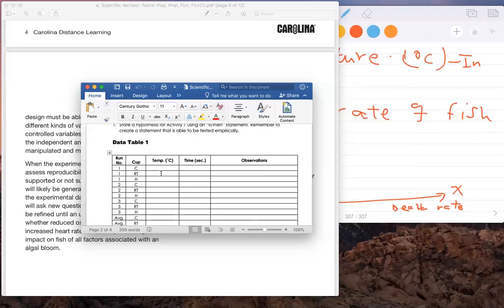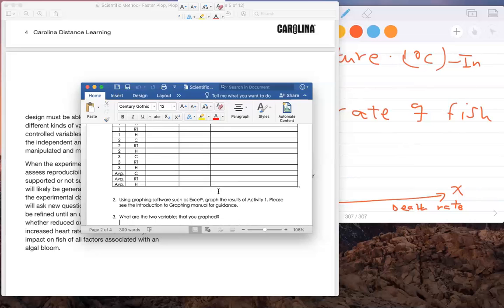The temperature right here, you have to measure the temperature of the H2O before you do that. If you look at 1, 2, this means run 2, you'll do it twice for each, actually 3 times. So if I was to do the cold, I'll do 3 times, room temperature 3 times, and hot water bath 3 times. You have to do the average for all of them.